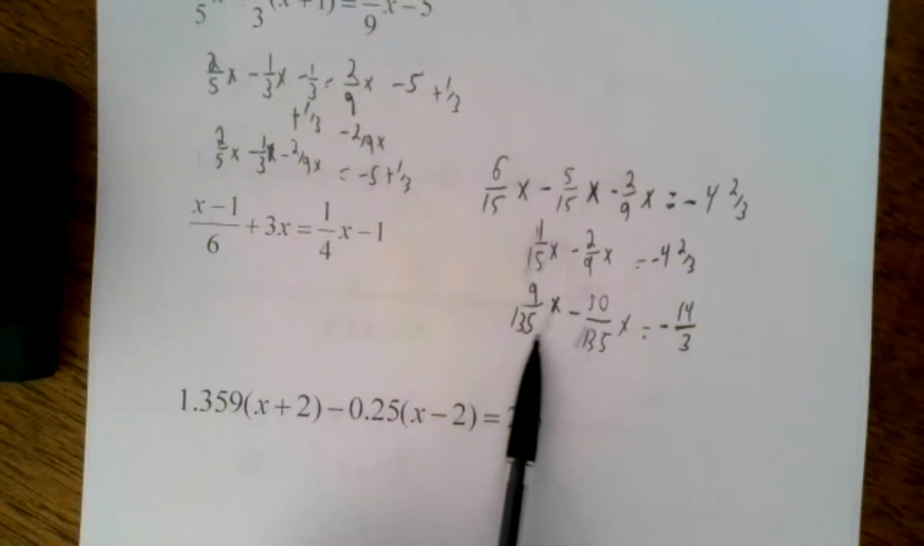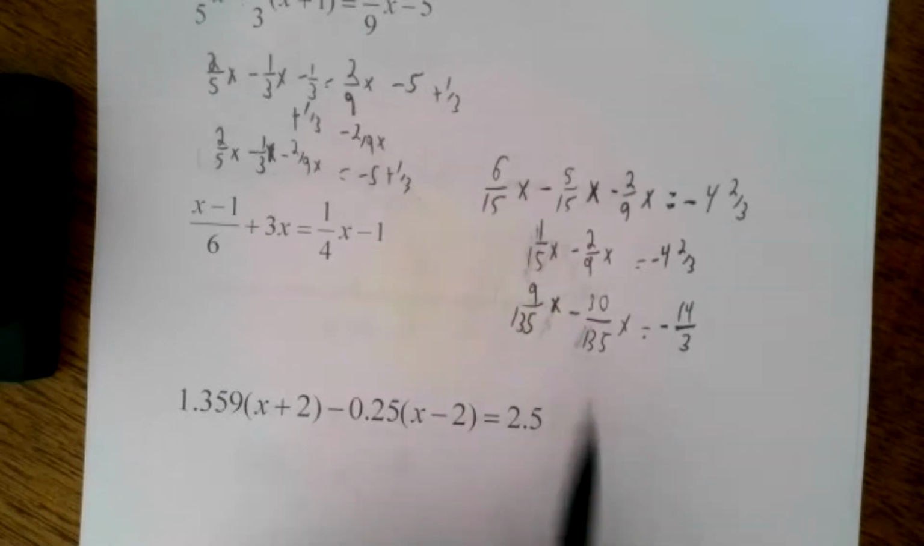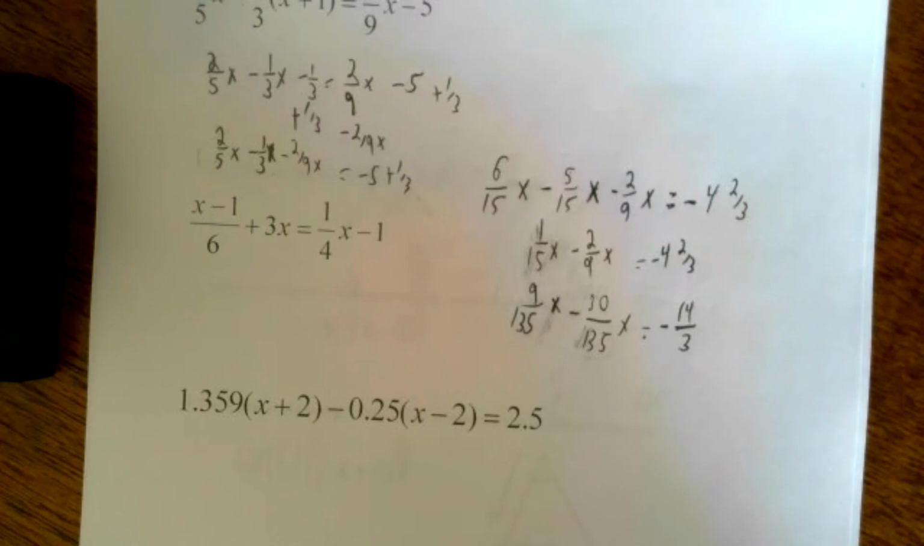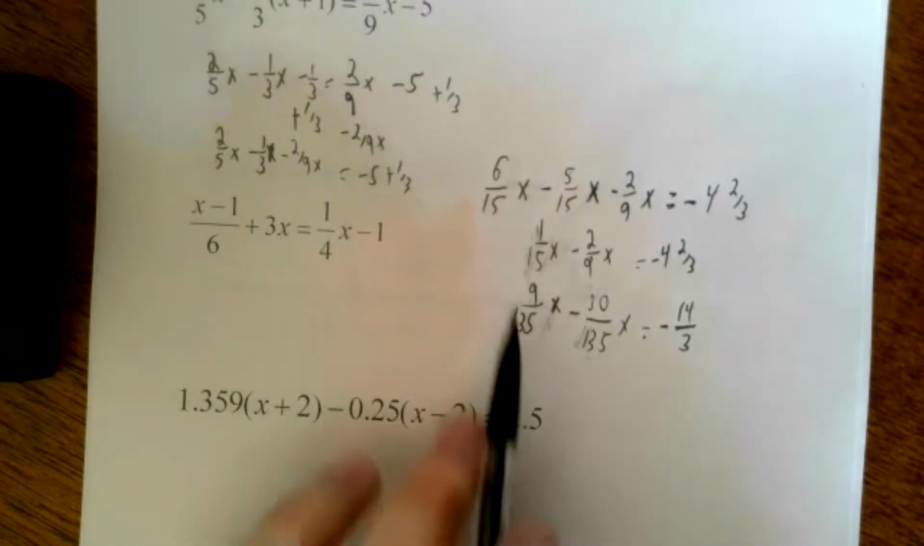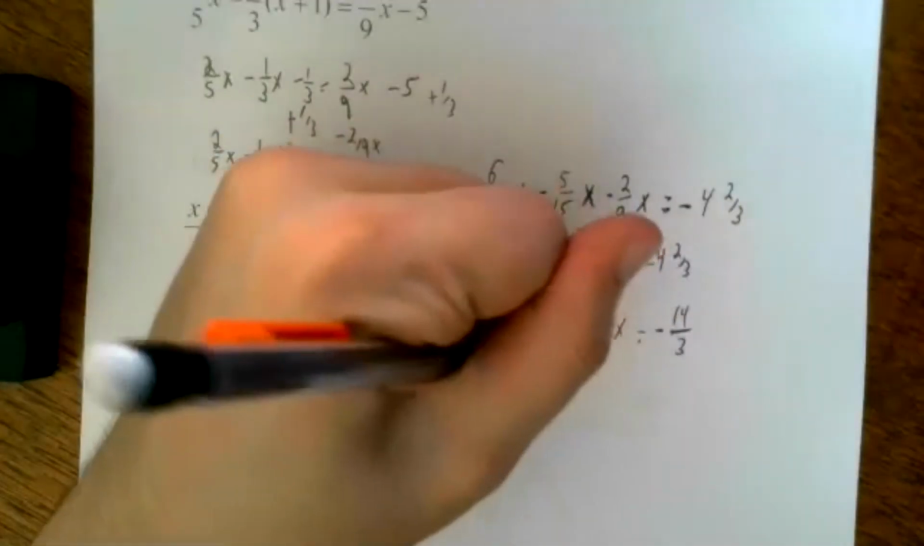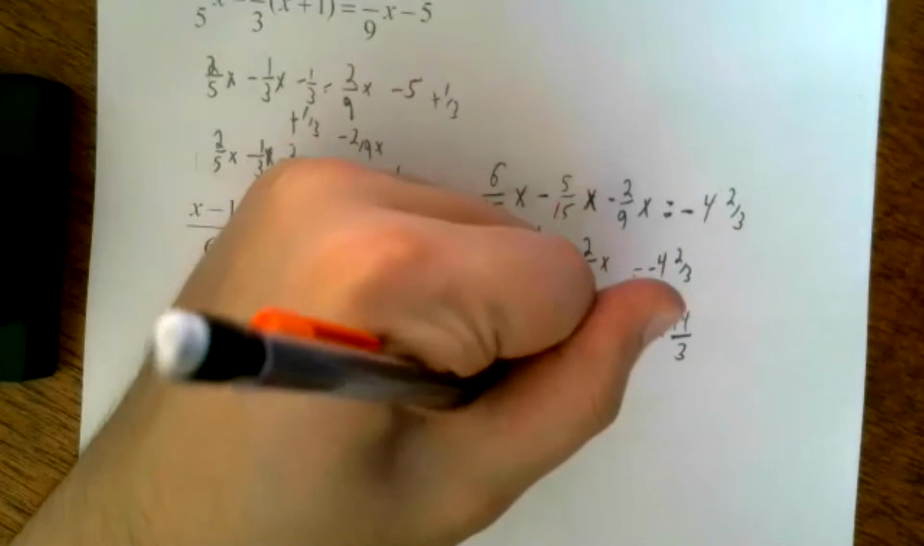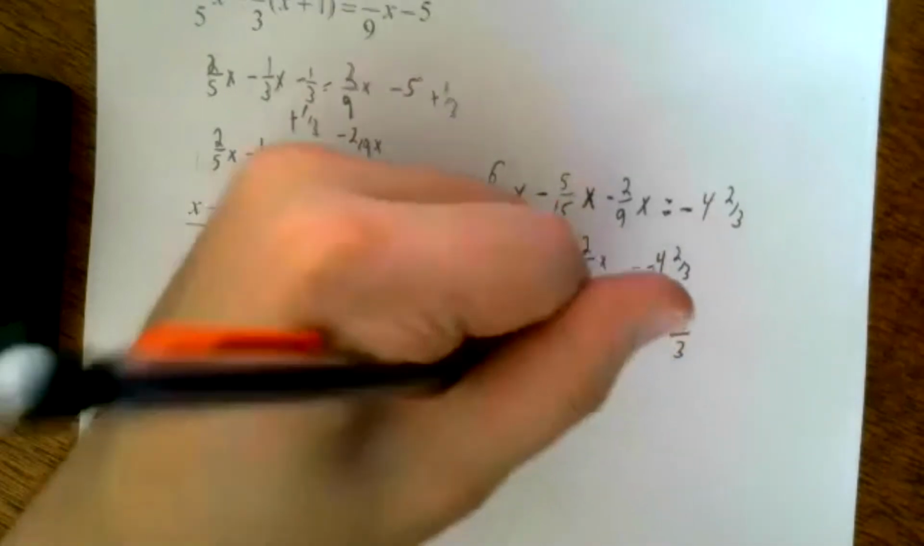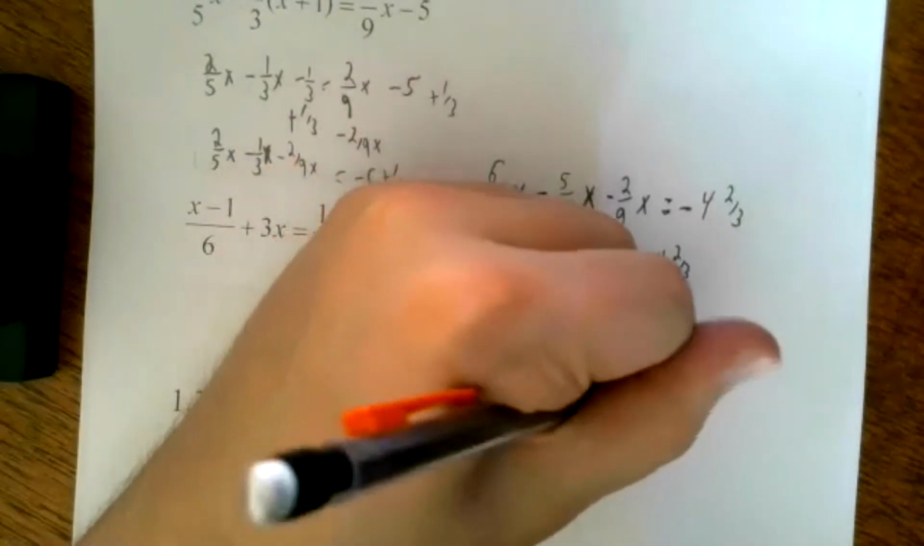And now I can combine these two on the left side, right? So how can I combine these two? Well, that's just like adding fractions, right? So we just add the top and keep the same denominator. So 9 minus 30 is -21 over 135x. That's equal to -14/3.